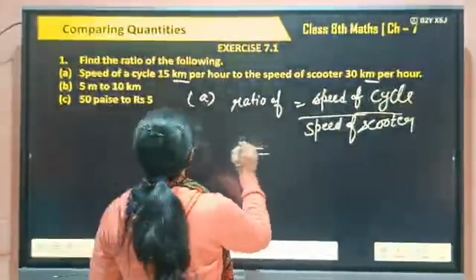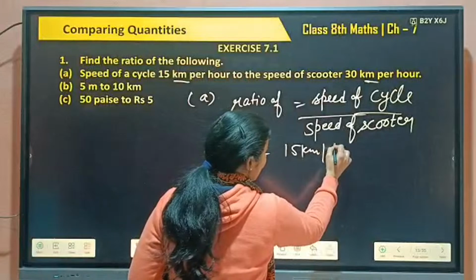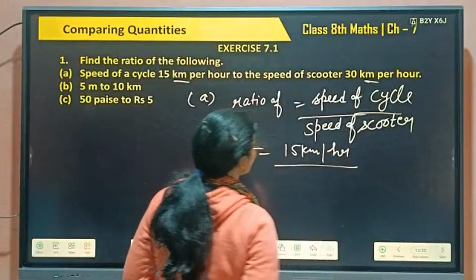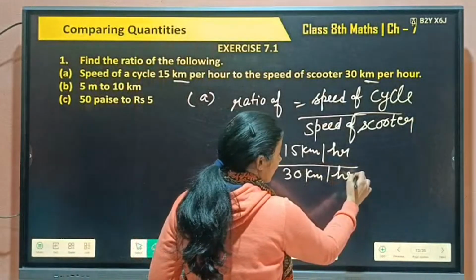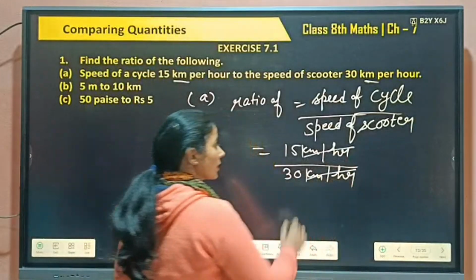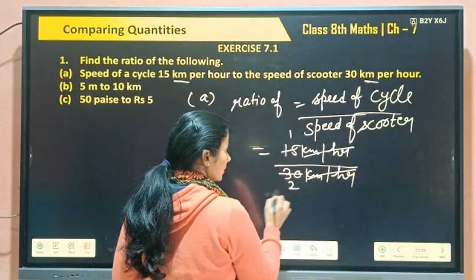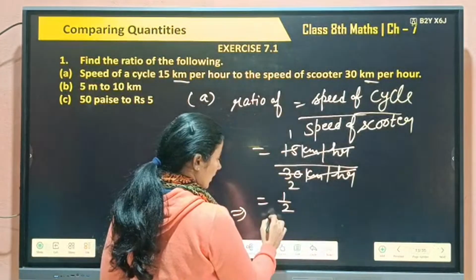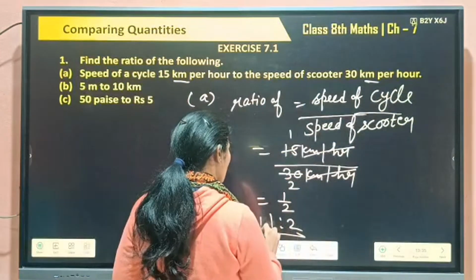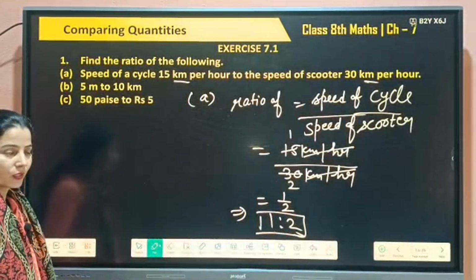What is speed of cycle? This is 15 km per hour and speed of scooter is 30 km per hour. This kilometer per hour to kilometer per hour cancel. 15 1s are 15 and 15 2s are 30. It is 1 by 2. In ratio, if you want to write, you will write 1 ratio 2. 1 is to 2. We can read it. It is 1 ratio 2.